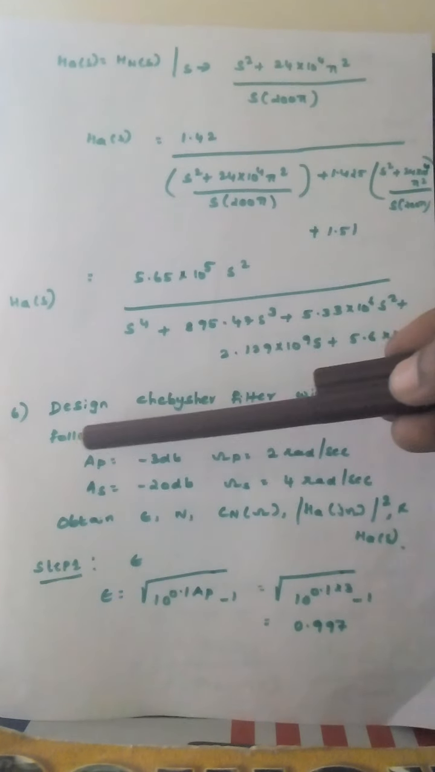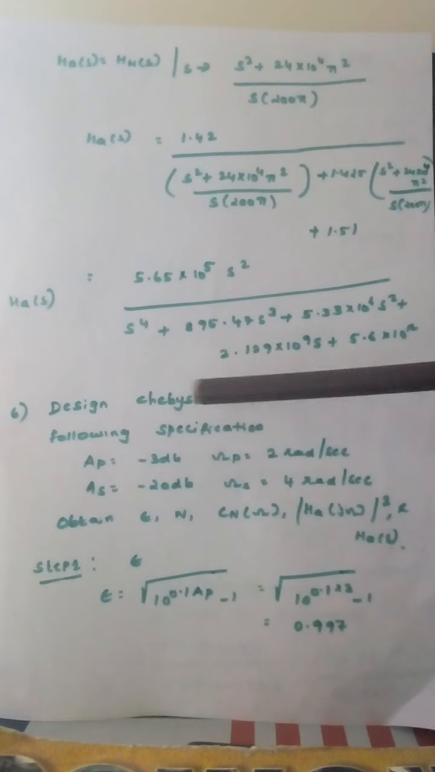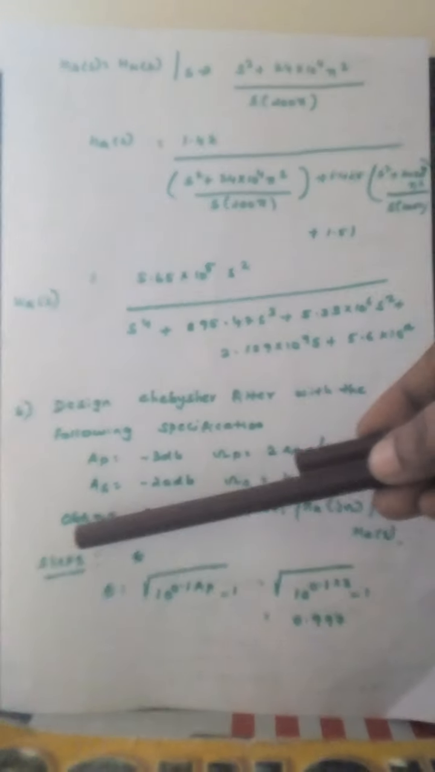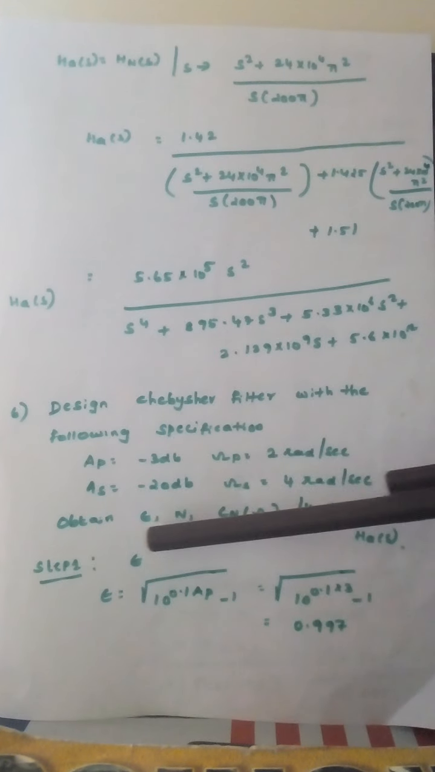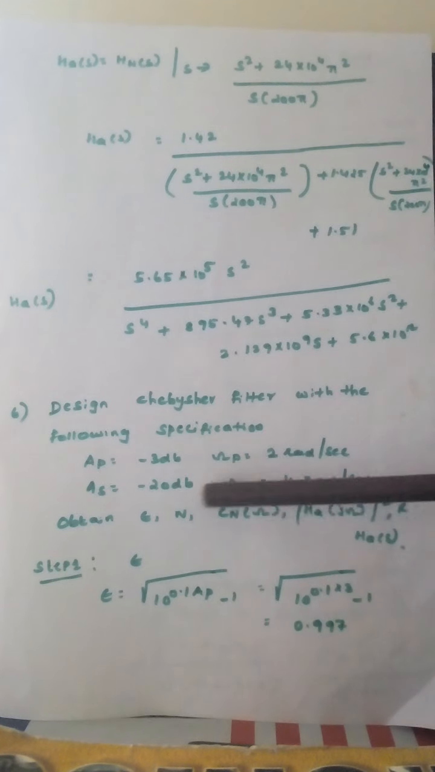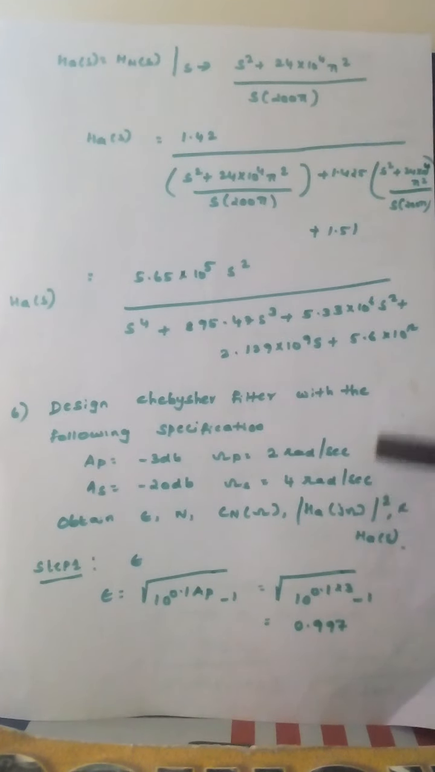So next one, design a Chebyshev filter with the following specification. Ap, omega p, As and omega s, all the values they have given. So they are asking to find out the ripple factor and order n, and Cn of omega, which is nothing but the Chebyshev polynomial, we have to find out for the order n. And then next one is the magnitude of HA of j omega the whole square, that is the squared magnitude of the frequency response, we have to find out, and we have to find out the frequency transformation HA of s.